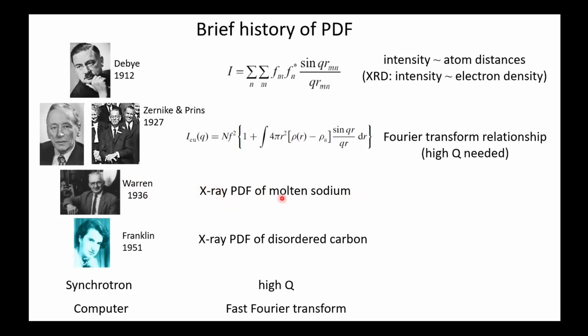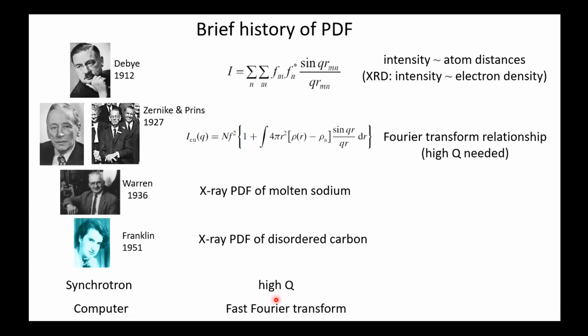And then there was the actual PDF of disordered carbon, and that was done by Rosalind Franklin in 1951. So she's also a very capable lady. She did the PDF using a lab source X-ray, and also processed all the data by herself. At that time, this was really something very challenging. But I think everything changed once we had the synchrotron and the computer.